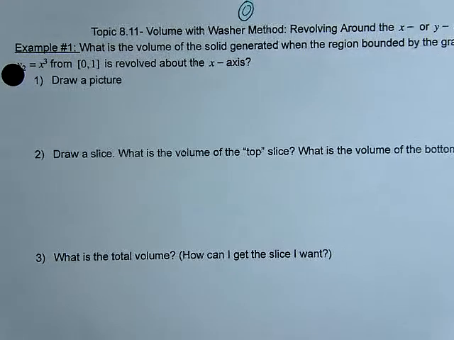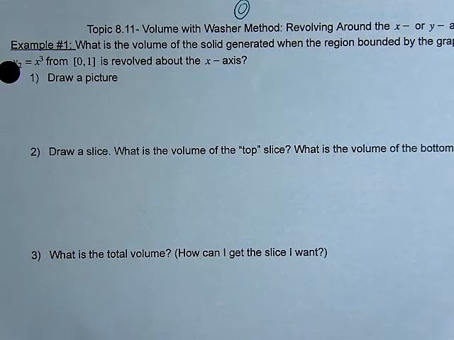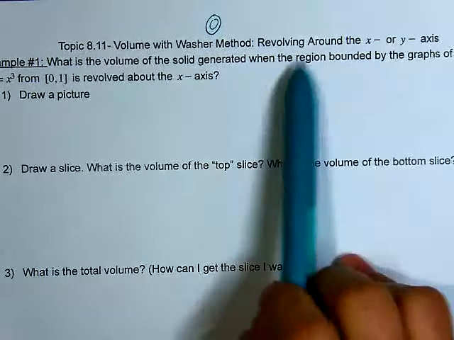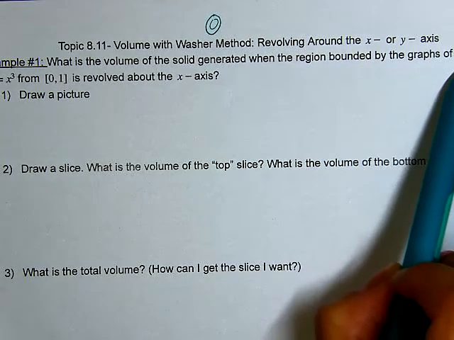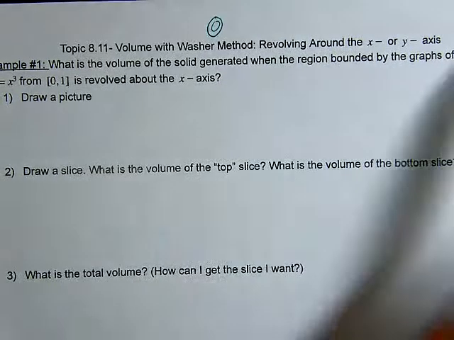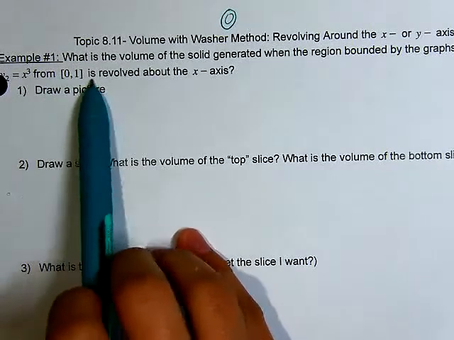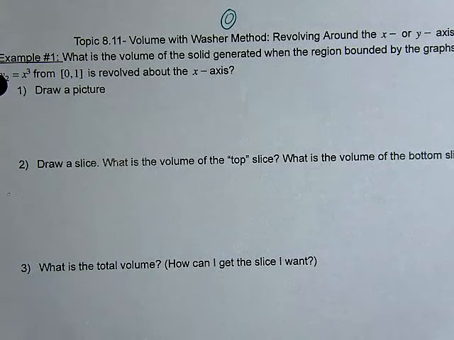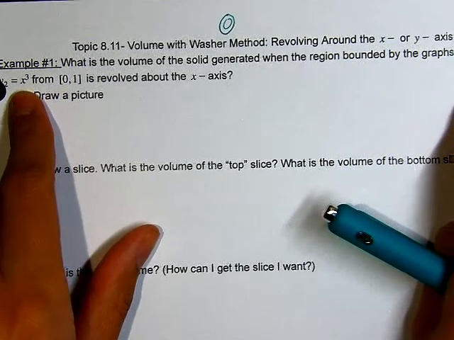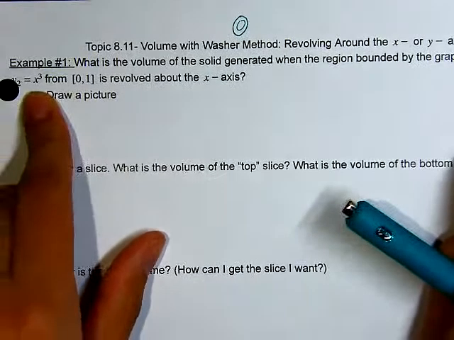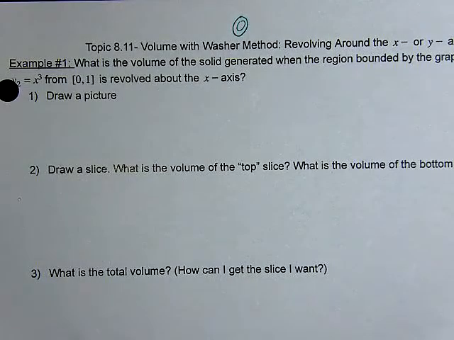So to see this drawn out, let's talk about the volume of the solid generated when the region bounded by the graphs of y1 as square root of x, and y2 as x to the third from 0 to 1 is revolved around the x-axis. In previous lessons with the disk method, we revolved a single area around an x or y axis, or even other axes like we learned in 8.10. This time we're going to have a region that's bounded by two different graphs, and so we need to look to see what kind of shape this will make.